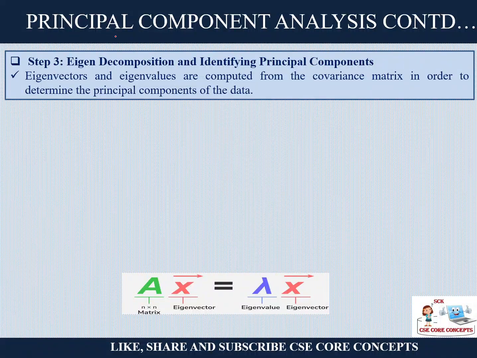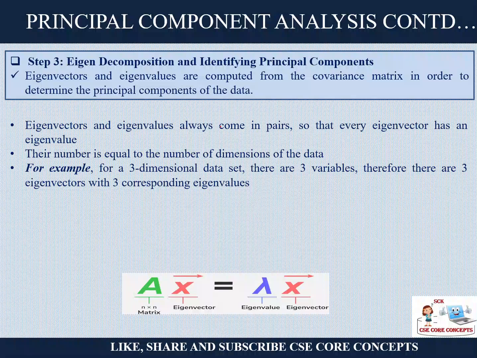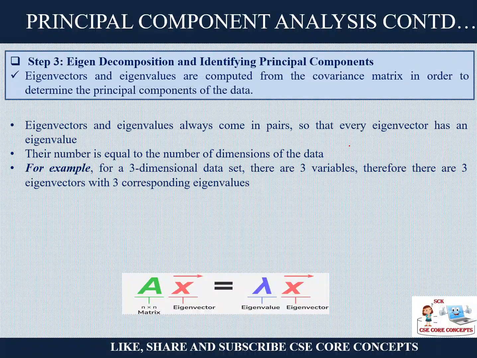Step 3 is that after you create the covariance matrix, you have to perform eigen decomposition and then identify the principal components. So the eigenvector equation is of the type AX = lambda X, where A is your covariance matrix, X is the eigenvector, and lambda is your eigenvalue. This has to be solved. Eigenvalues and eigenvectors always come in pairs, so every eigenvector will have one eigenvalue, right? Their number is equal to the number of dimensions. So if you have a three-dimensional data set, with three variables, there will be three eigenvalues and three eigenvectors.